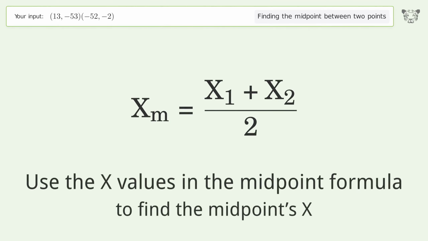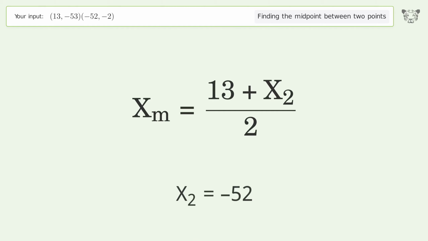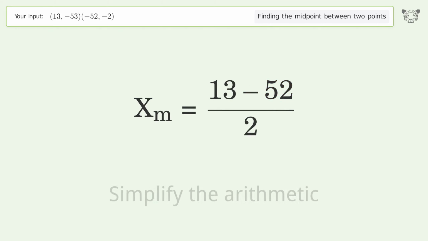Use the x values in the midpoint formula to find the midpoint's x. x1 equals 13. x2 equals -52. Simplify the arithmetic.